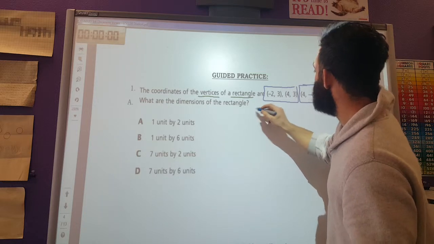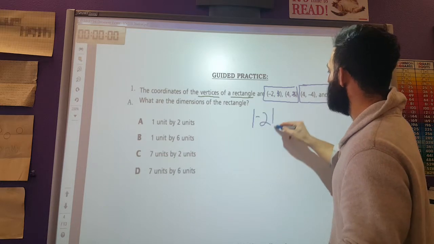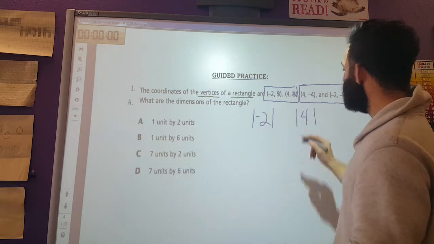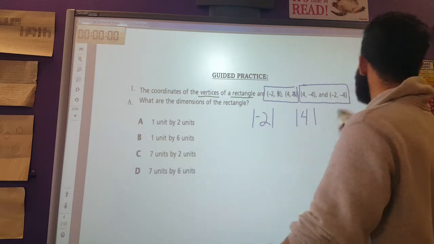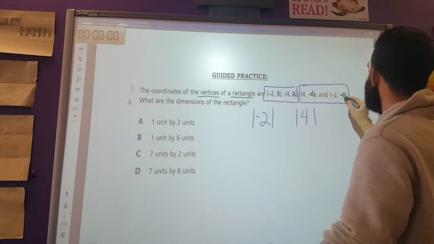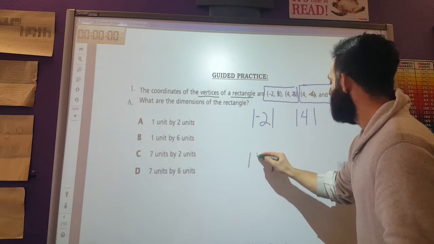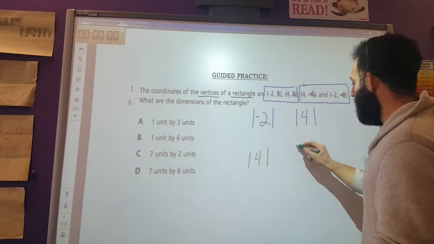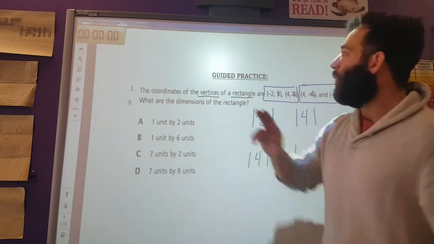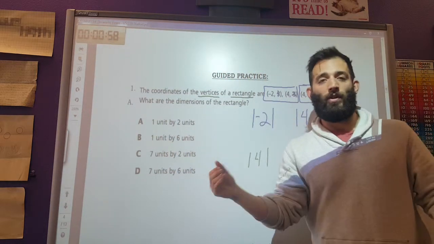I can do the absolute value of -2 and -4, thinking about what I do with signs that are different, and then I can find the length between these 2 points, ignoring the things that are the same, which would give me an absolute value of 4 and an absolute value of 2. Now, I want you to take 1 more minute to go ahead and finish finding the dimensions of this rectangle.